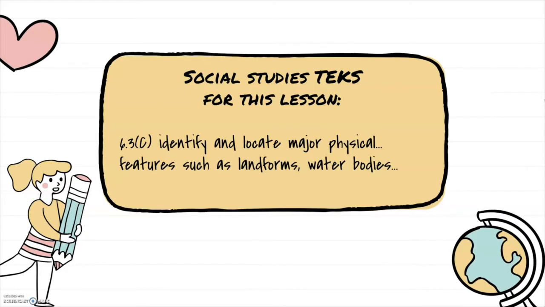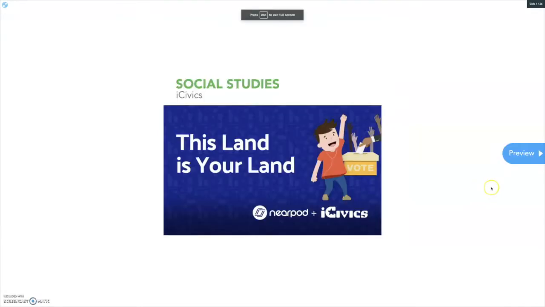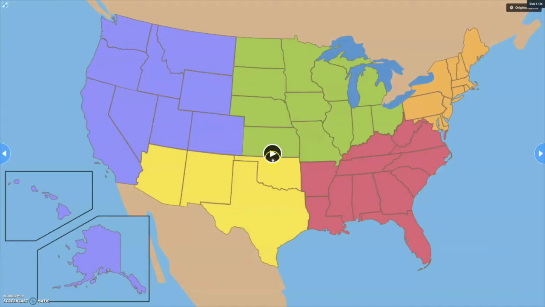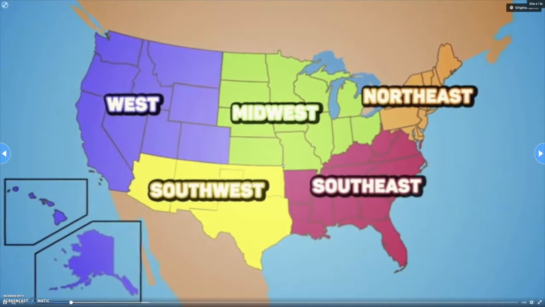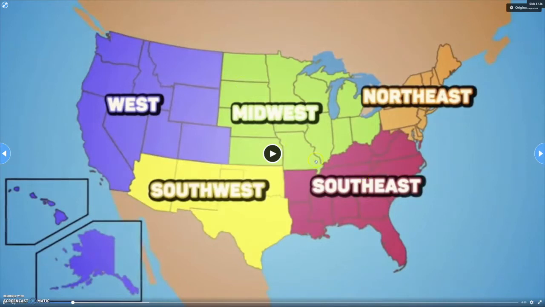This lesson was specifically designed for 6th grade social studies TEK 6.3C, and this is just the preview of the lesson. This is a vocabulary video that the students can watch. Here the students are learning to identify the regions and parts of the United States so that they can better understand where geographical features are located.